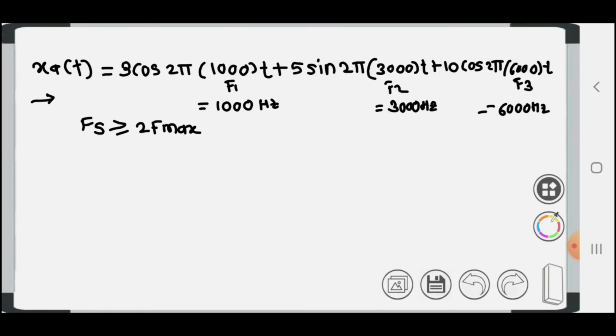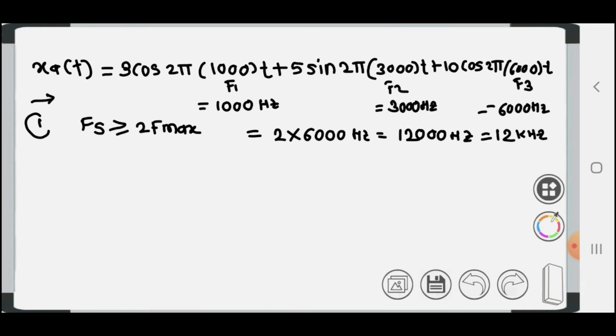So the Nyquist rate will be 2 into 6000 hertz, that is equal to 12,000 hertz or 12k hertz. So if you sample the signal at greater than or equal to 12k hertz, then only you can reconstruct the original signal back from the sampled version without any aliasing. Okay, so this is the first answer. The Nyquist rate will be 12k hertz.